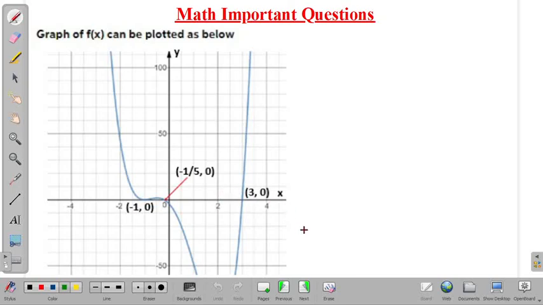Okay, so in this lecture we have discussed one important problem of mathematics.